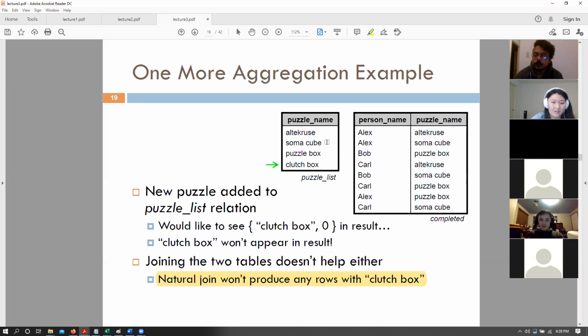So one way to do it would be to join these two tables together to make sure that all puzzle names are at least in this table. So you will put a person name called nothing inside the completed relation. I would want something like that to help me out, but I will not be explicitly adding a tuple that does that in my completed table, because I would like to do it with some join operation.